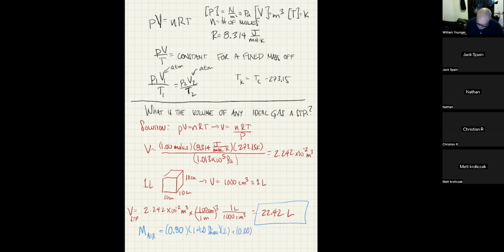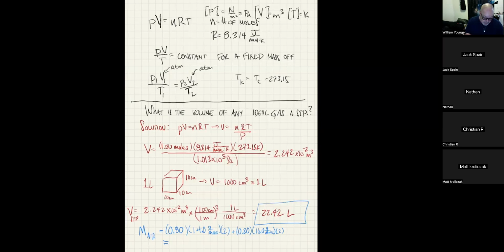0.20 times 16.0 grams per mole times 2 again. And then, of course, this is a weighted average, so you're supposed to then divide it by 0.8 plus 0.2. Well, 0.8 plus 0.2 is just 1, so we don't have to actually do that part. But when I calculate this, I think I got 28.8, so let's double check that.